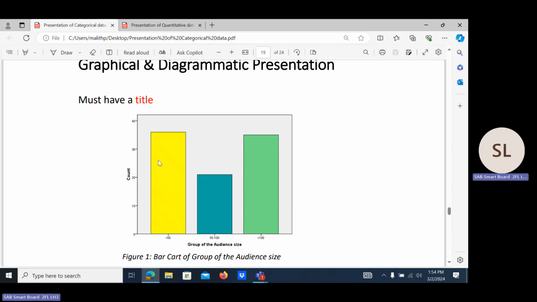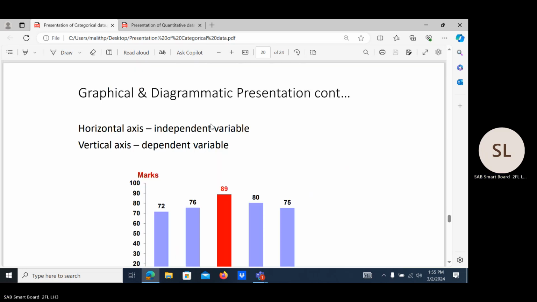Must have a title. In here, this one shows Figure 1, bar chart of the group of the audience size. First you must write the title of the bar diagram, or any line graph or pie chart. The title is a must.